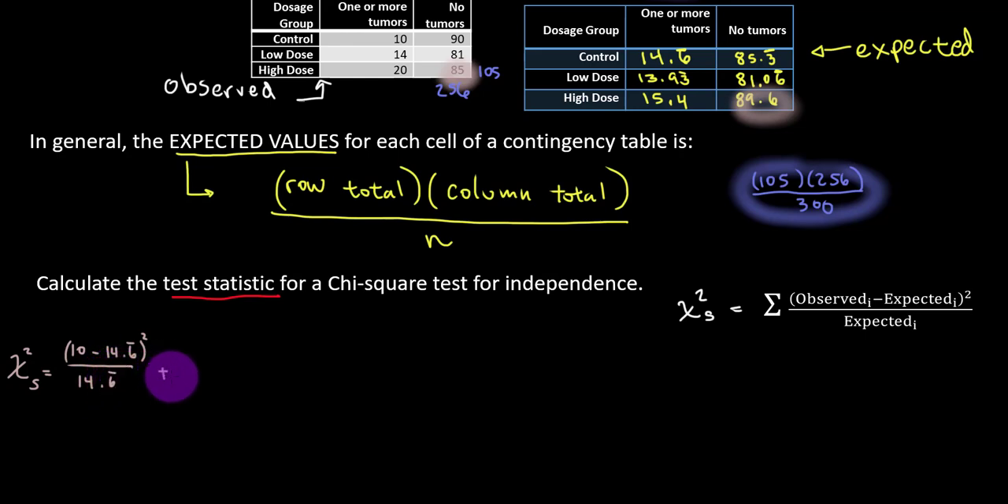Next up, 14 in the low dose group who got a tumor, but 13.93 were expected. Okay. 20 rats got a tumor in the high dose group. If there really was no effect of dosage, then 15.4 were expected. Okay, now I'm going to go to the top right here.